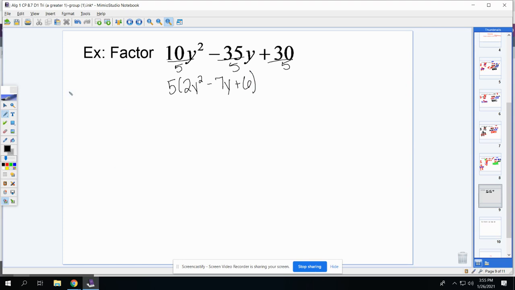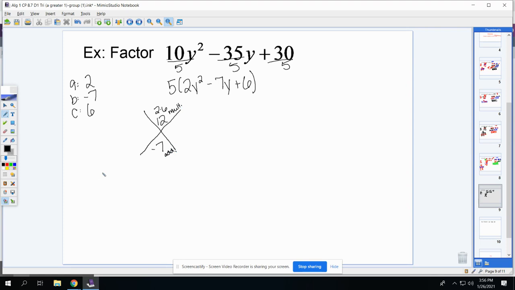All right, so now from here, go ahead, give me your A, your B, your C. A is 2, B is negative 7, and C is 6. So there's our A, B, and C. Now we can go ahead and start using that X method. So X method here, A times C on top. It's going to be 2 times 6, which is 12, and then a negative 7 on the bottom. So we're looking to multiply to get 12, hoping to add to get negative 7.